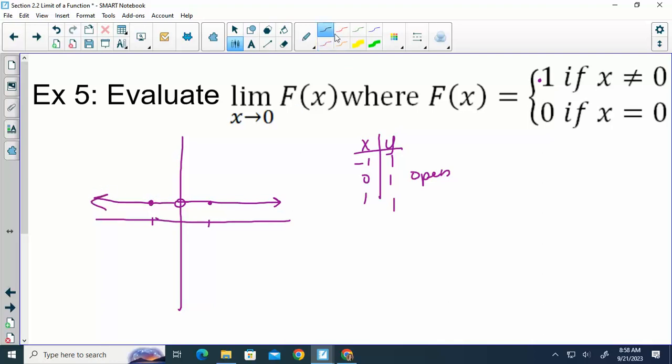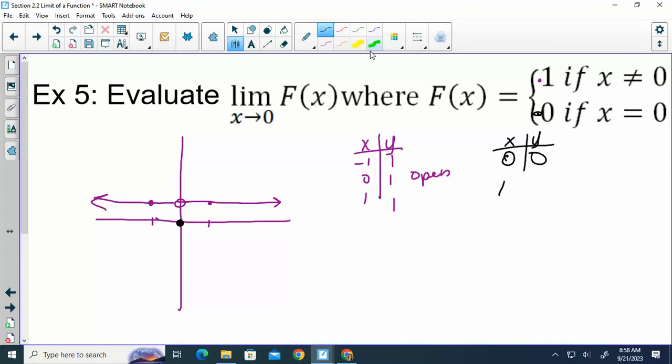Okay, the second piece, 0 if x equals 0, how do we graph that? What's the only x value you could plug in? 0. And what do you get out? It's just a single point. So what we have is a line with a hole in the middle and a point elsewhere.